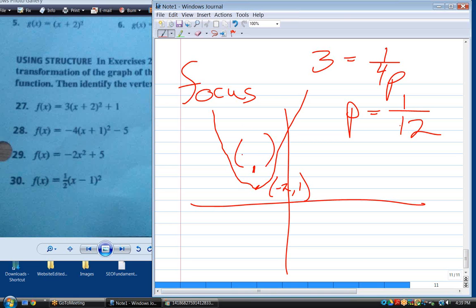Is it -2 and then 1 plus 1/12? Yeah, or 13/12. That's exactly how you do it. What's the equation of the directrix? y equals 11/12.